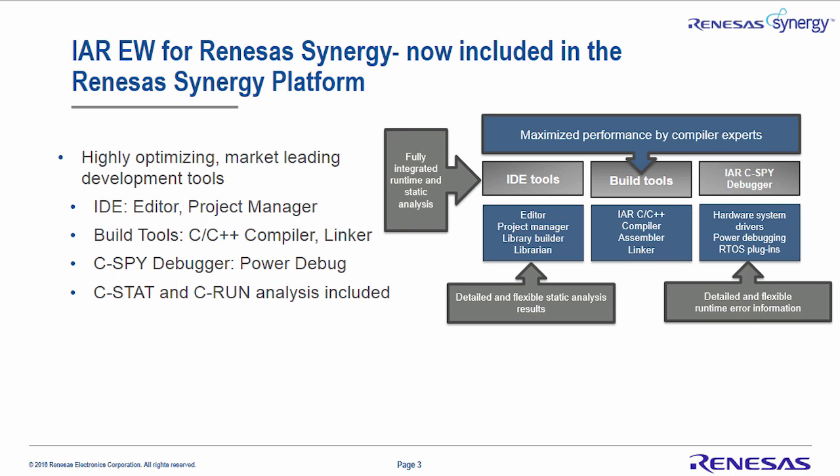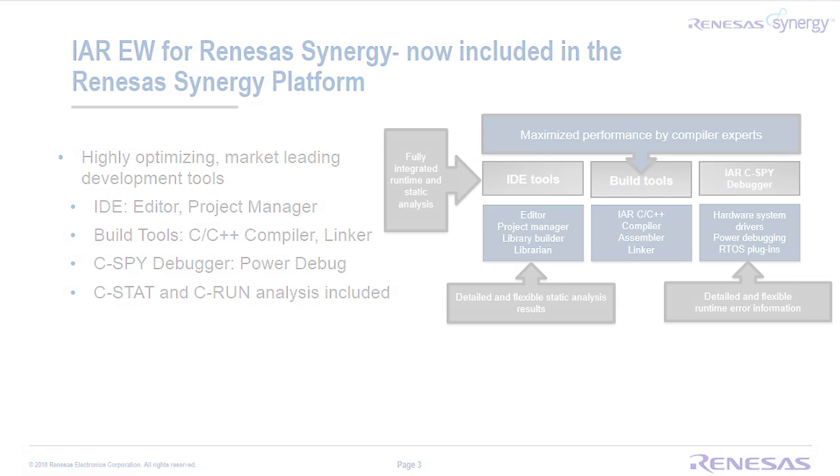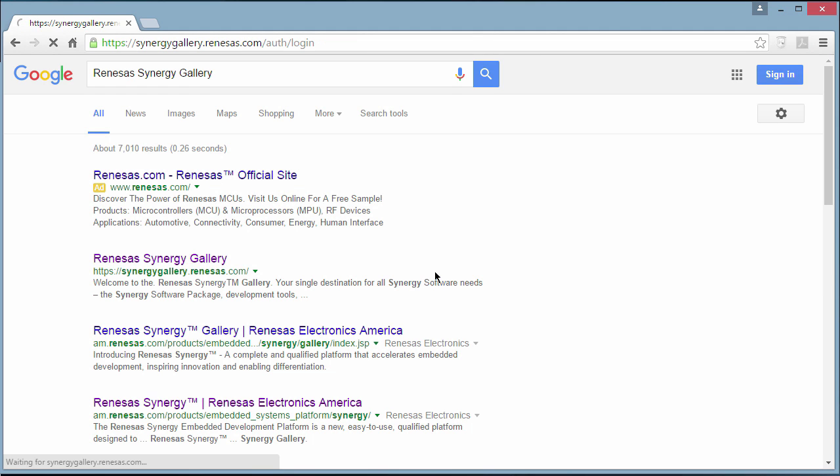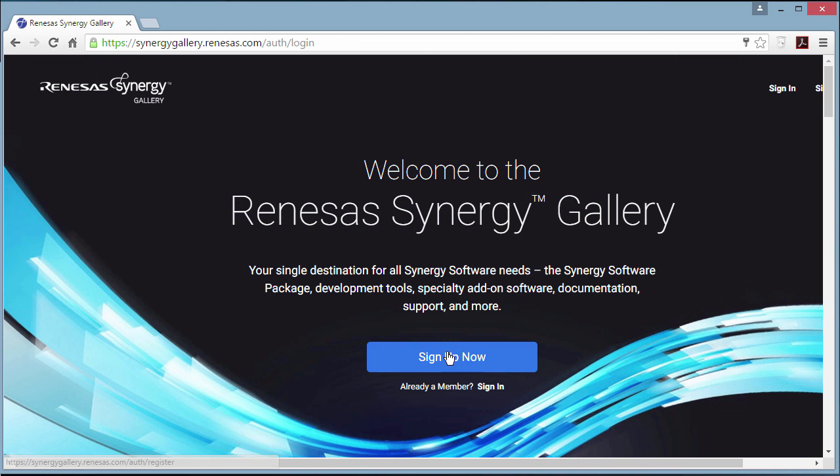Now that you've seen some of the key features of IAR Embedded Workbench for Renesas Synergy, you probably want to know how to get it running on your computer. Let's do a quick click-by-click walkthrough of the entire process. Our first step is to go to the Renesas Synergy gallery where we can download the required software components.